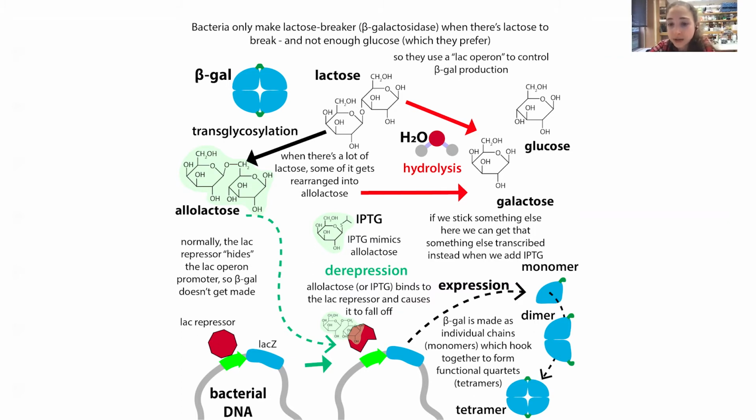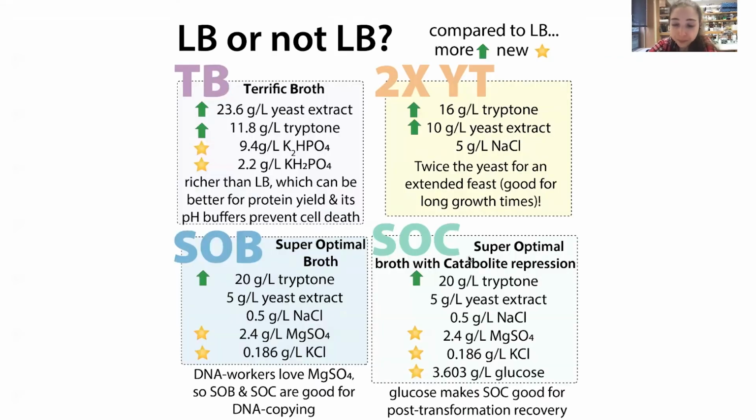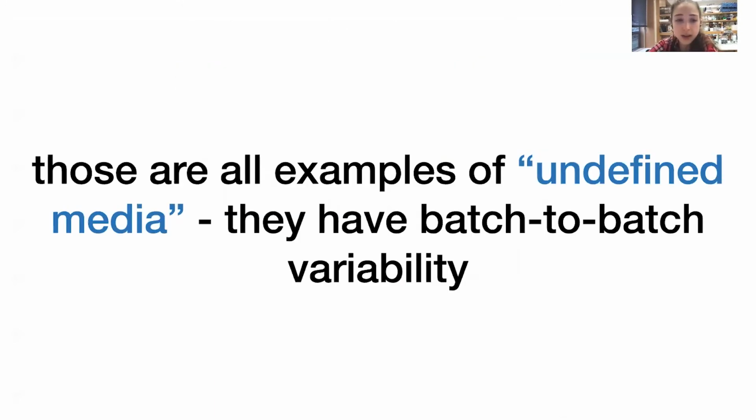But when there's not enough glucose, they'll start breaking down other things like lactose, or maybe even various other things and forming various catabolites. You want to give them extra glucose so that you prevent them from breaking down all the other stuff and instead allow them to have plenty of energy that they need to focus on making your DNA and healing. So you note that those are all examples of what we call undefined media.